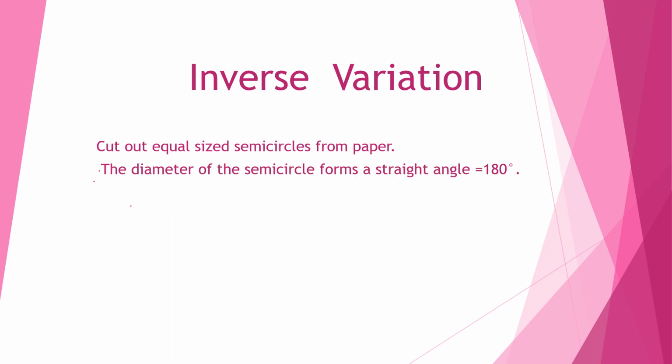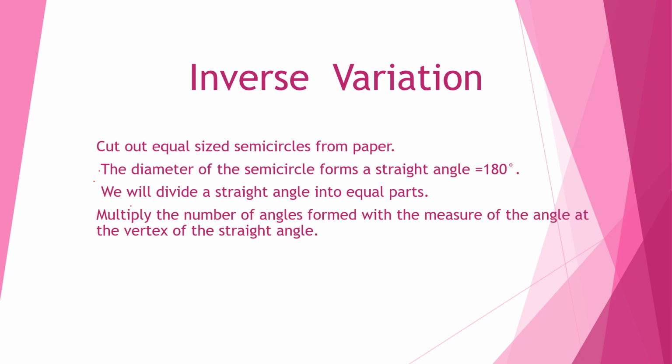Now the diameter of the semicircle forms a straight angle. What is the value of a straight angle? 180 degrees. We will divide a straight angle into equal parts. Now multiply the number of angles formed with the measure of the angle at the vertex of the straight angle.